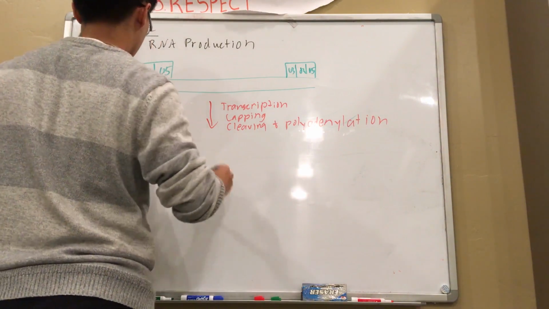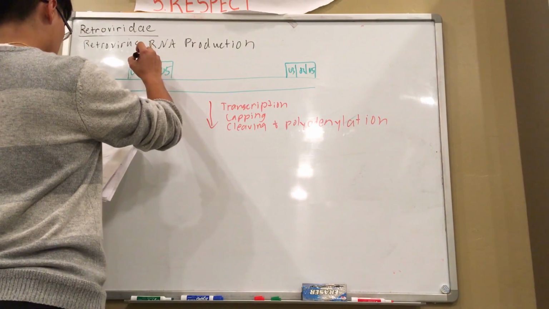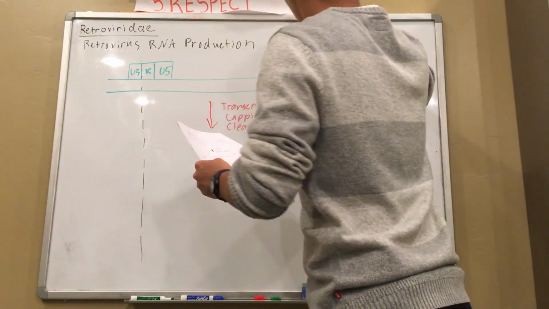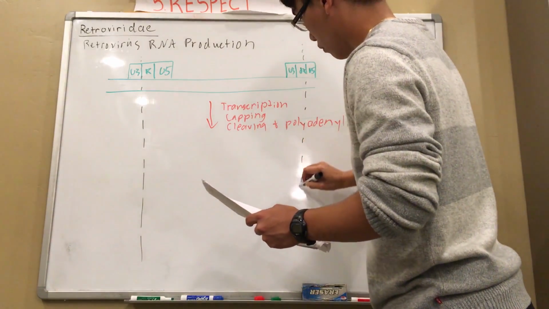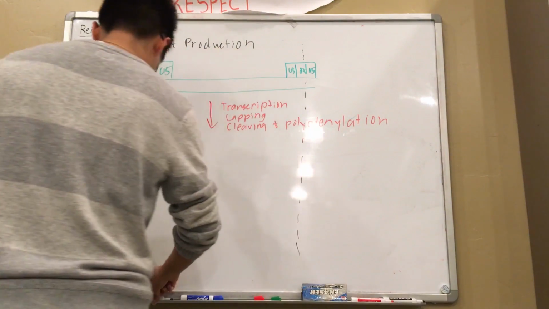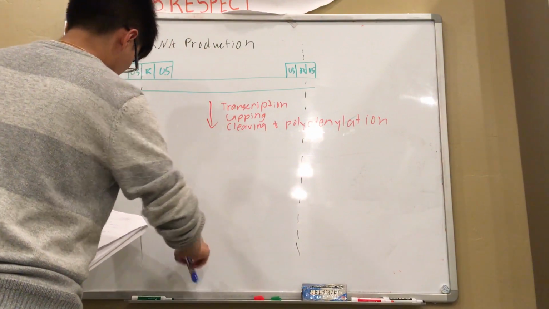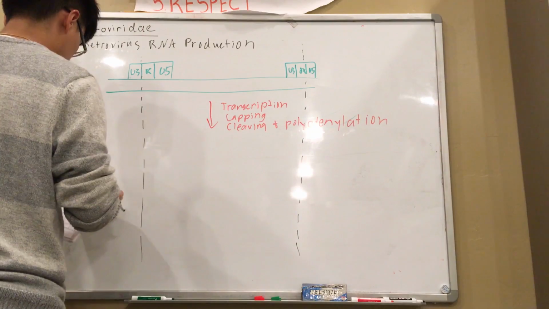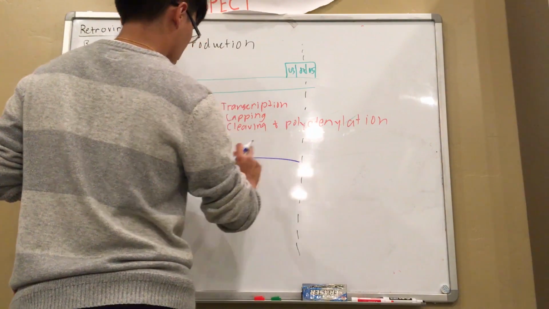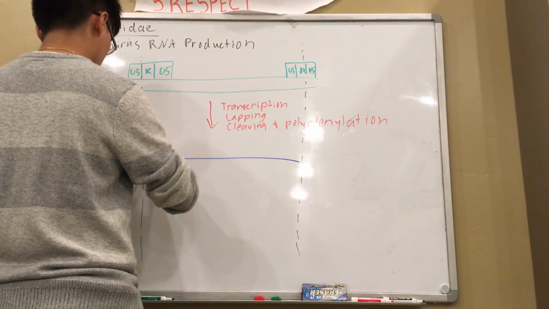It modifies this. I'm going to do this side. Blue is the viral RNA.